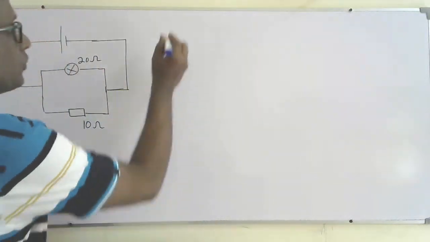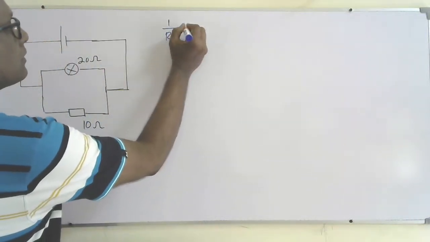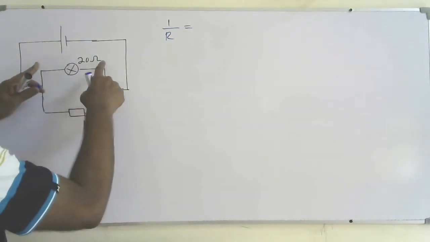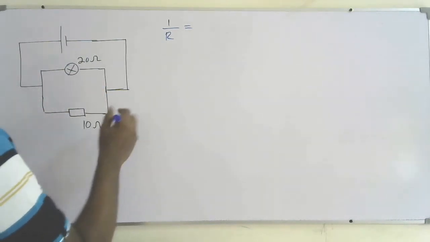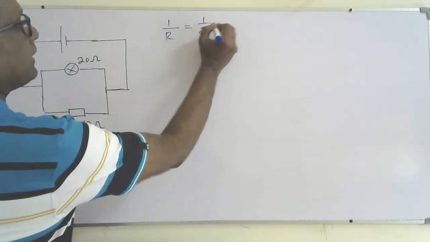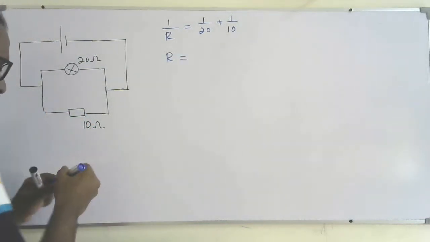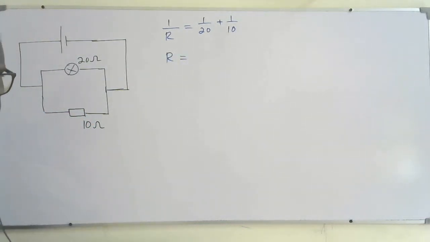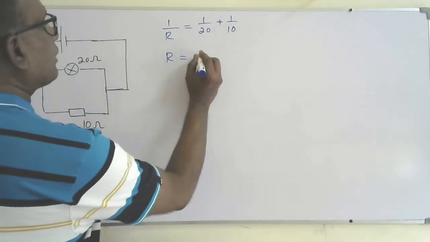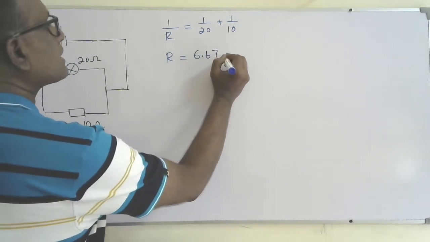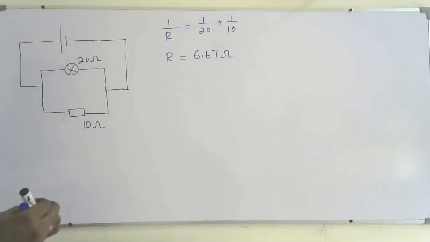So I can say they are connected in parallel because they are directly connected to the junctions. 1 over R equals 1 over 20 plus 1 over 10. Find the R. You know how to find it. So you will see R equals 6.67 ohms.